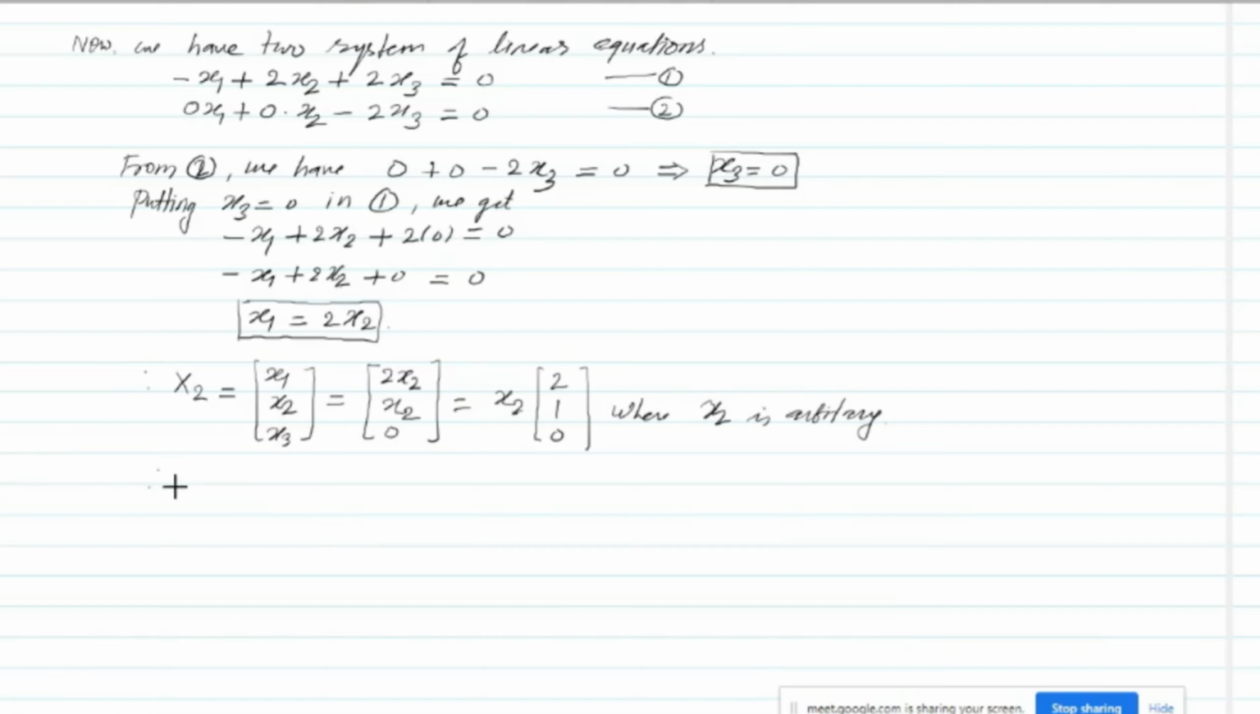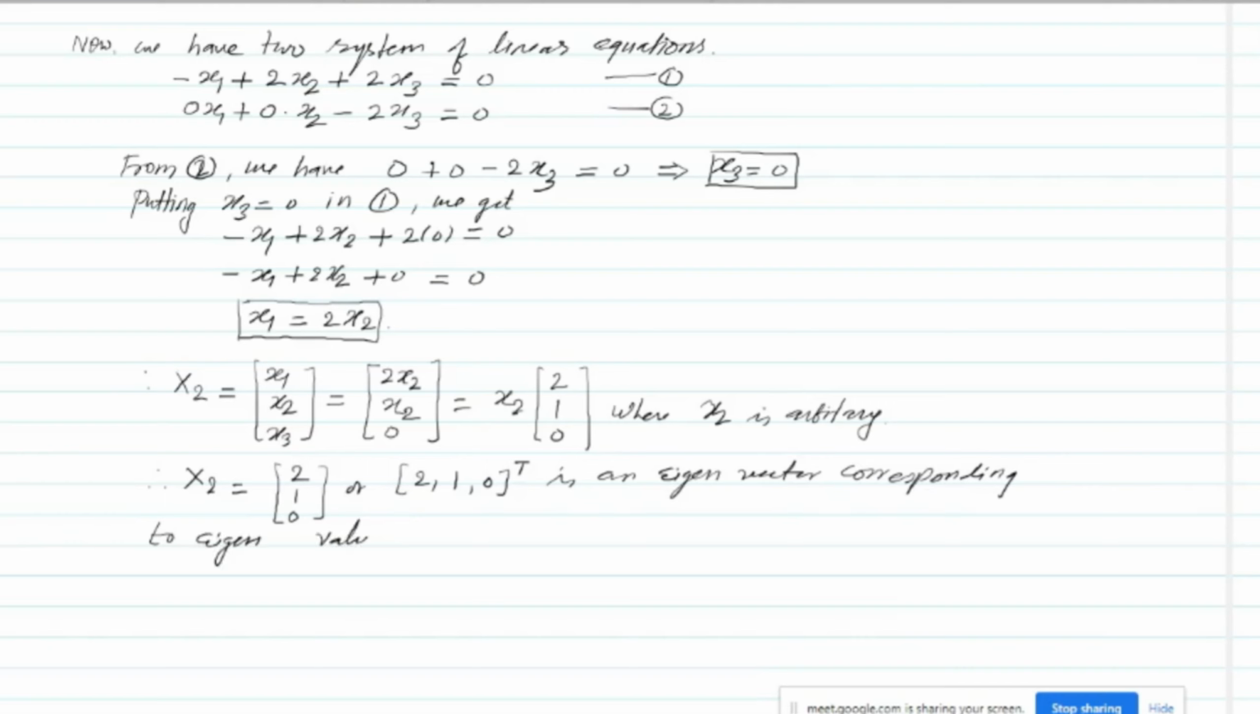Therefore (2, 1, 0) transpose is an eigenvector corresponding to eigenvalue lambda 2 equal to 2. Thus you can write the final vector.